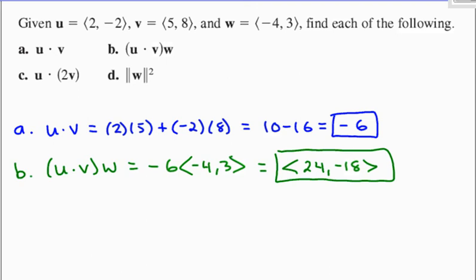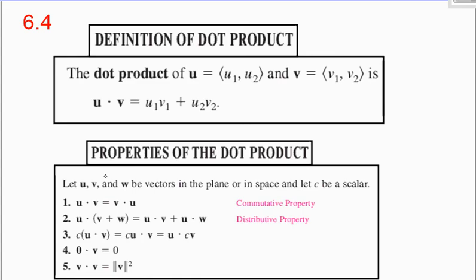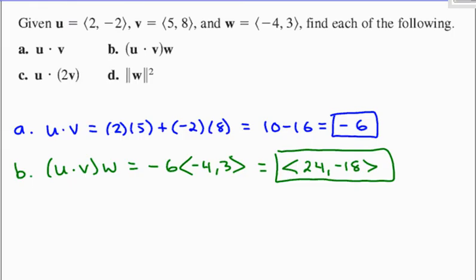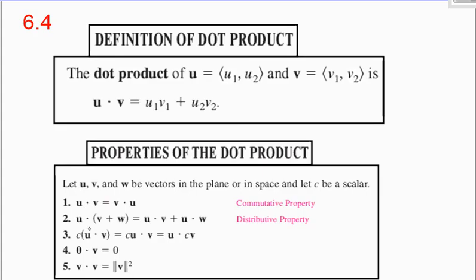Okay, now I think maybe I'll go back here and try this property here. Let's see what we're doing here. We're doing U dot V times W. Well, shoot, we didn't have a property for that, so let's just stick with what we got here.